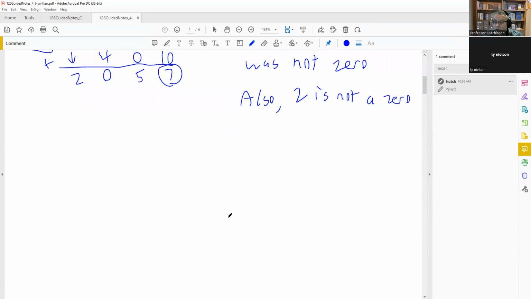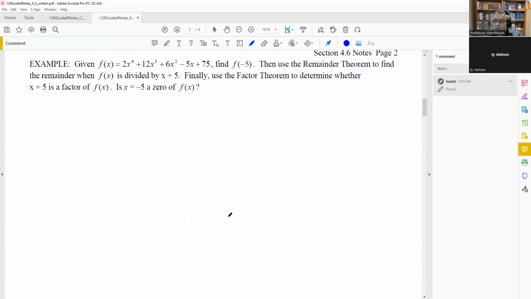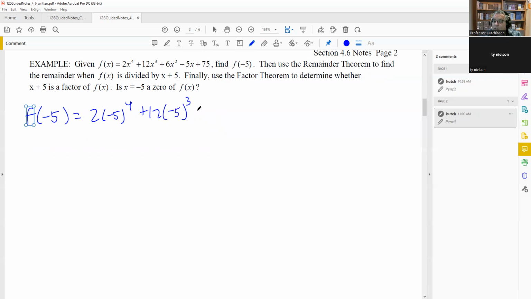Okay. Let's do another one that has to do with those remainder and factor theorems. Given that they want us to find the value of f of negative 5, I'm going to do this again the old way, and I'll also do it using synthetic division. If I want to find this the traditional way, I would just put negative 5 in for all the x's here, so I'm going to go through all this using the traditional method.